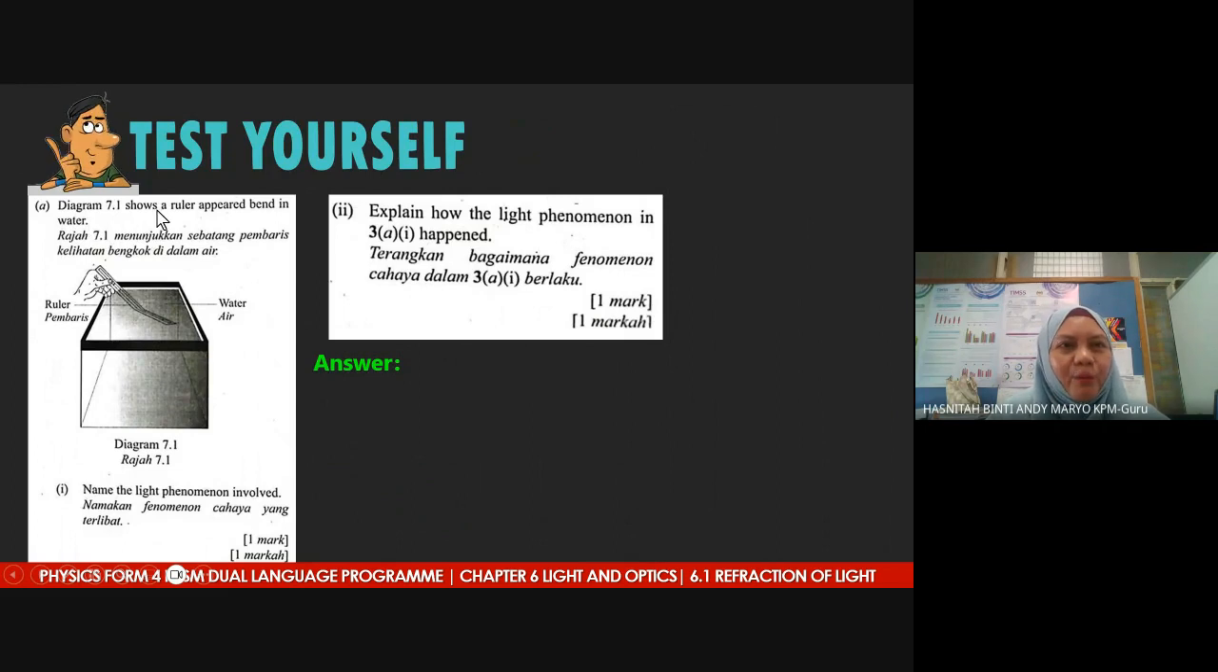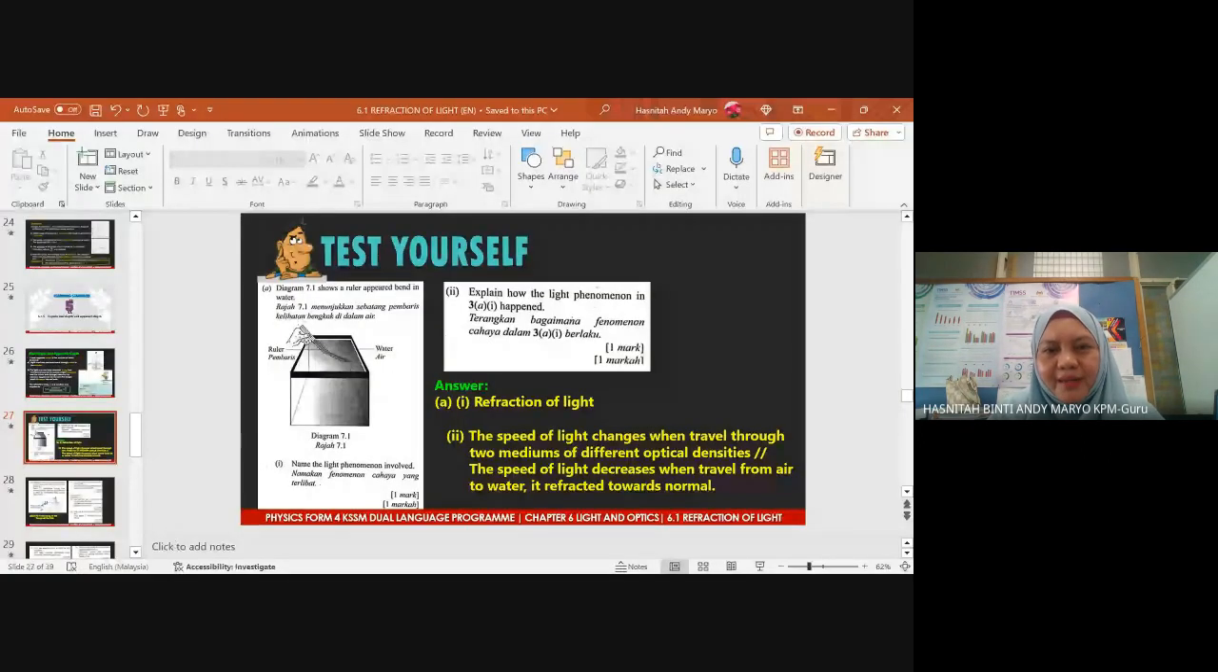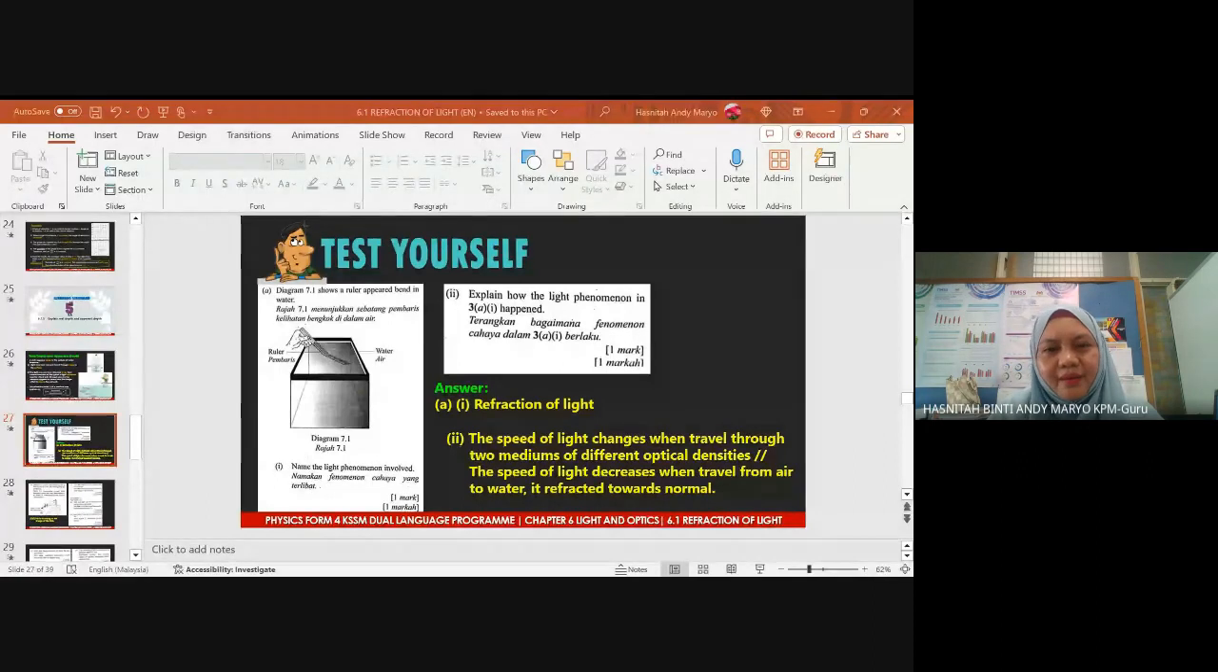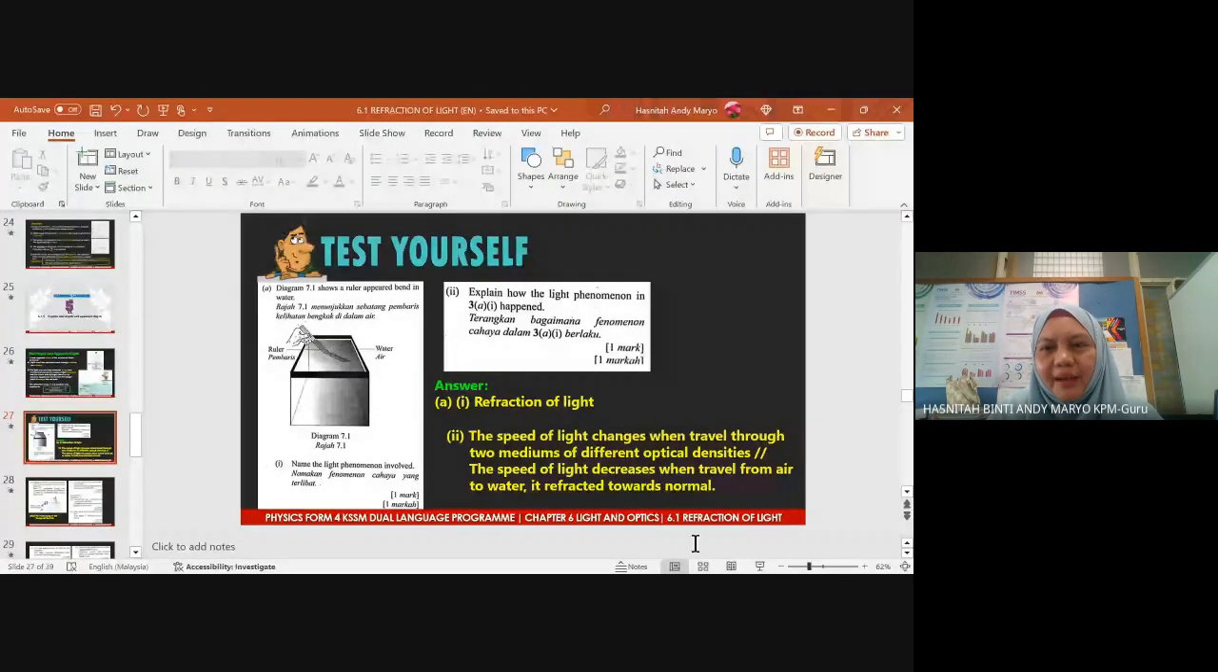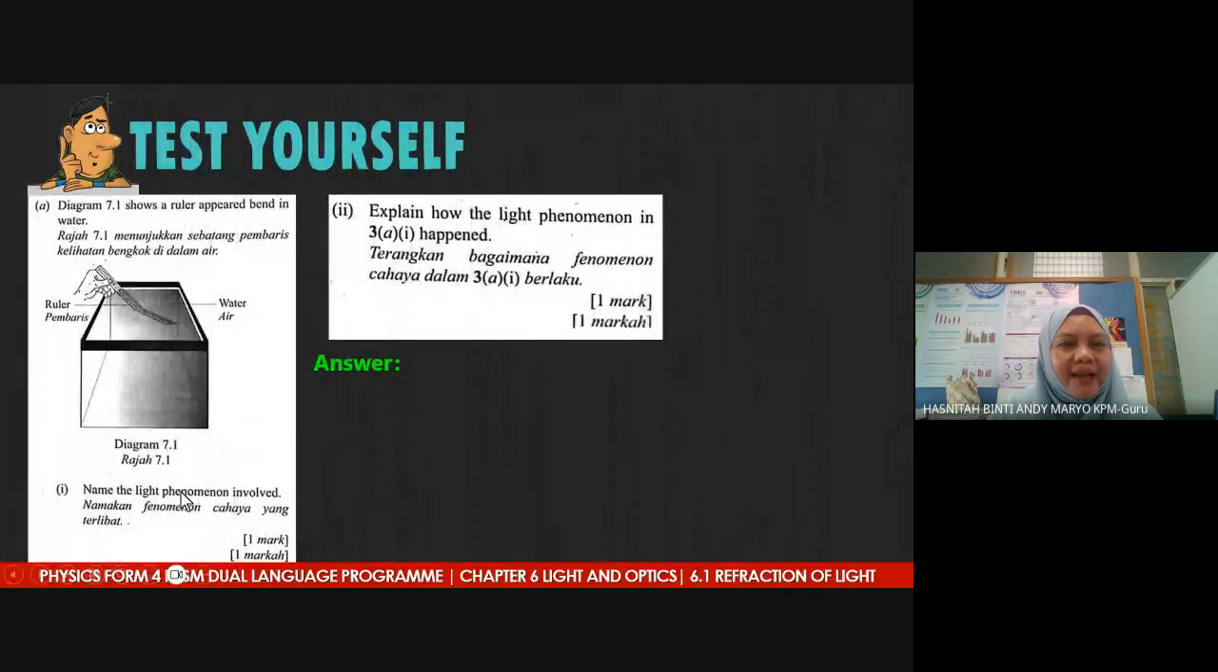Diagram 7.1 shows the ruler appears to be bent in water. You can see the ruler is bending. Name the light phenomenon involved. Students, what is the light phenomenon involved here? Type your answer in the live chat. What is the phenomenon of light involved here? So the answer is refraction of light. When they ask you for the phenomenon, please highlight it. So the answer is refraction of light.